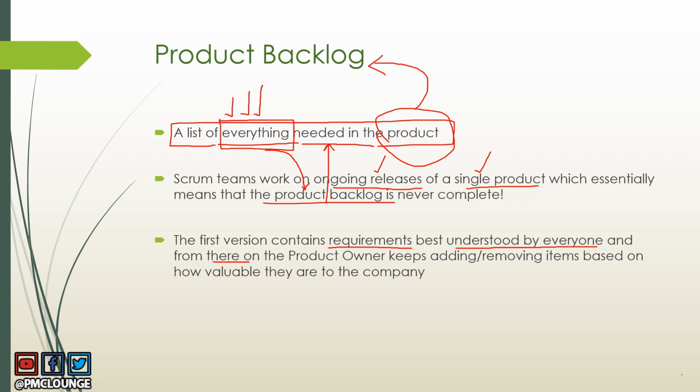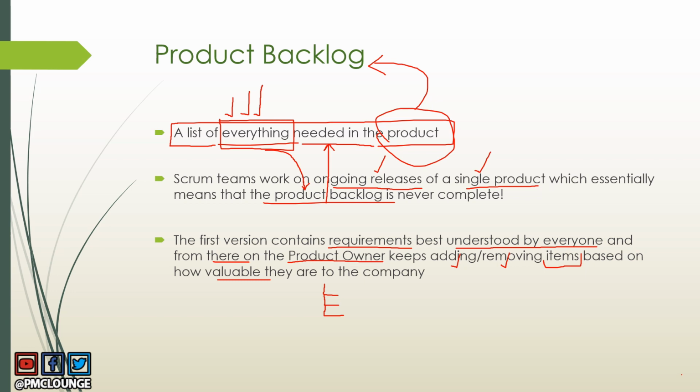So the first version of this product contains requirements best understood by everyone, and from there on, once your 1.0 version is out, it is the responsibility of the product owner to keep adding or removing items in your product backlog based on how valuable they are to the company. And again, like I said, this could also include customer complaints, customer requirements, or anything that the product owner thinks is going to be valuable to the company. So that's what product backlog really is.